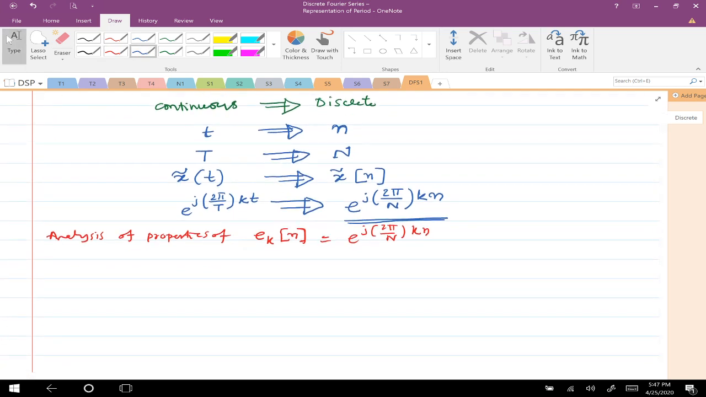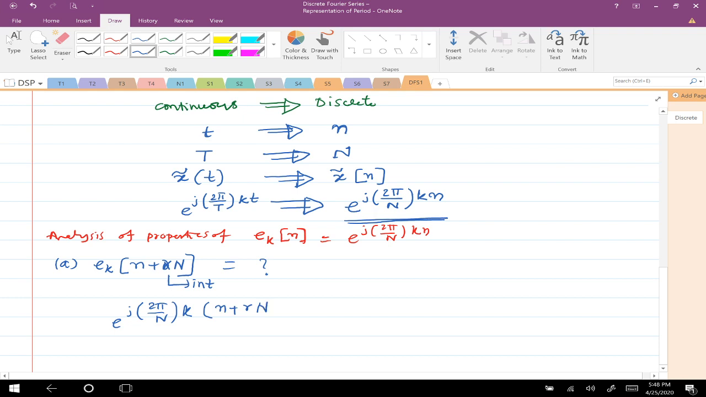Okay, the first thing let's do is, how does this complex exponential behave? So let me first do this out. e_k of n plus any multiple of it by an integer factor r. It's very easy to see what that would be equivalent to. Let's try that out. So this would be equivalent to e power j times 2 pi by N into the harmonic value, subscript k, and the value at which you want to compute the index is n plus r times N, right?